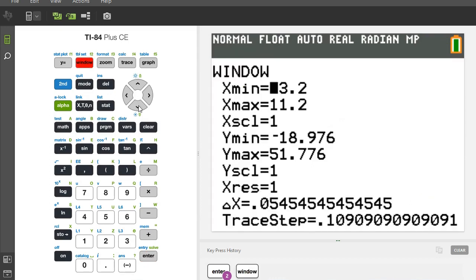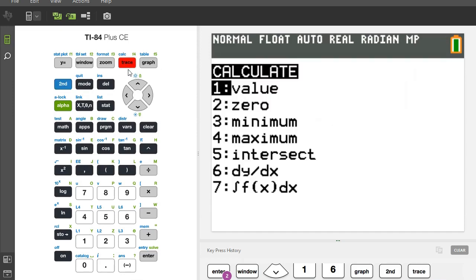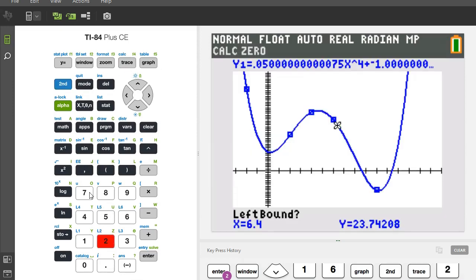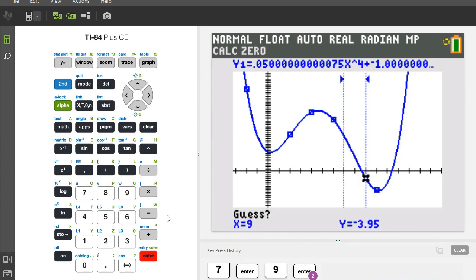Now I have to change my window slightly, make my x max maybe 16 or so, and then this will ensure that I see where the function crosses the axis. So the function is positive from negative infinity until this 0, so that's somewhere around 8. So I will find the 0 there, and I will bound that 0, and it appears that it is at 8.605. So the function is positive from negative infinity to 8.605.